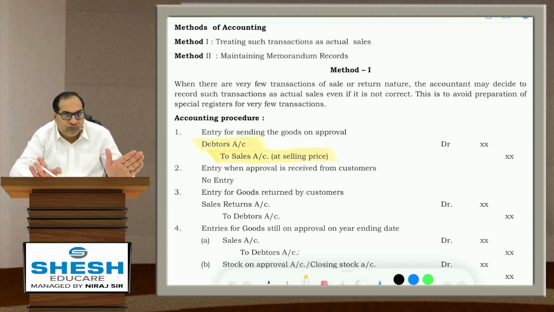Are you clear? Fine. Because this is a question which I always come across in the class. Oh, sir, we can always write sales account. Okay, fine. Sales account debit is also deducted from sales, and sales return account debit is also deducted from sales.